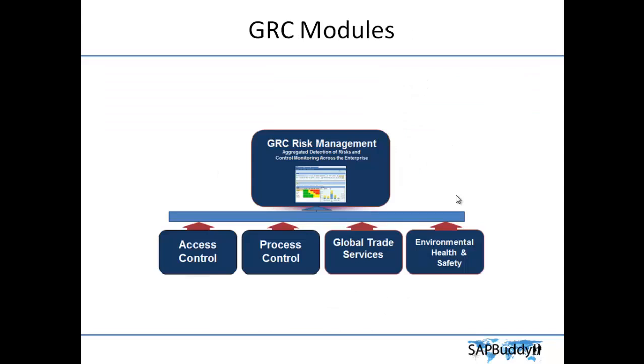These are the GRC modules. Right now we are learning about access control. Then you have a different module called process controls. We will see a little bit how process control works, and the global trade services. And you have another module called environmental health and safety, that is for health and safety. And you have risk management. Risk management is also a module in GRC, but it integrates all other modules together.